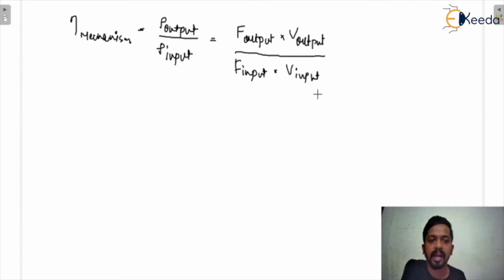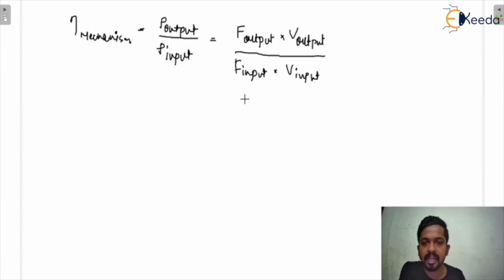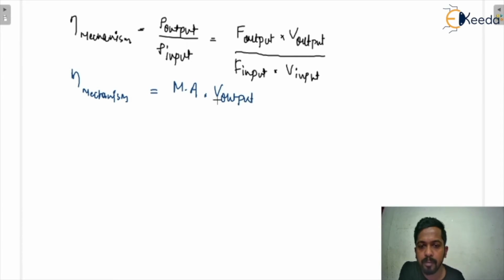Now if you want to convert it into mechanical advantage, that means if you want to find out the relation between the efficiency and the mechanical advantage, then we all know that the mechanical advantage in terms of force is the ratio of forces. Okay, so I can write these terms as the mechanical advantage. So I will get the efficiency of mechanism equal to mechanical advantage multiplied by V output upon V input.